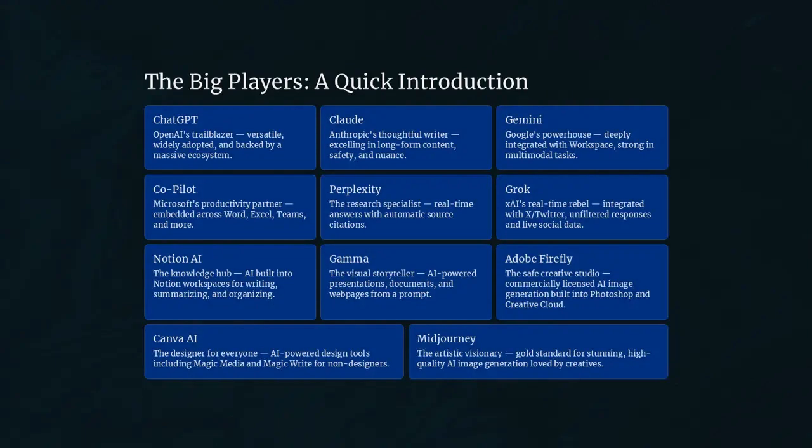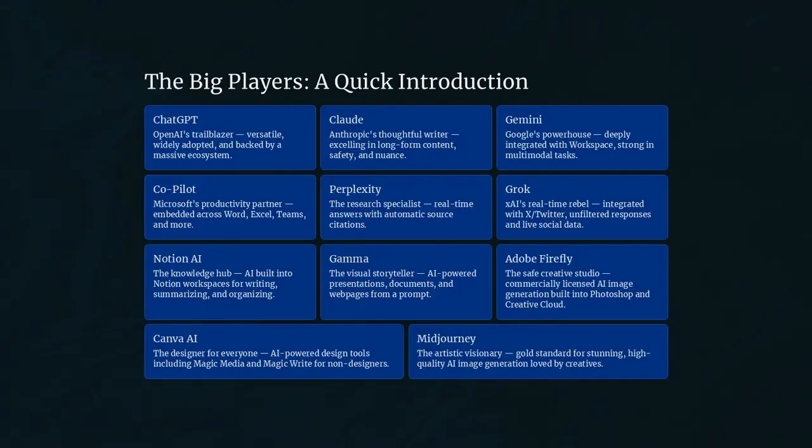Now let's look at the big players, the AI platforms you're most likely to encounter and use on a regular basis. We have ChatGPT from OpenAI, which is arguably the most widely known. There's Claude from Anthropic, Gemini from Google, Microsoft Copilot, which is deeply integrated into Microsoft 365, and Perplexity AI, which functions more like a research engine. On the creative side, we have Grok from xAI, that's Elon Musk's company, integrated with X, formerly Twitter.